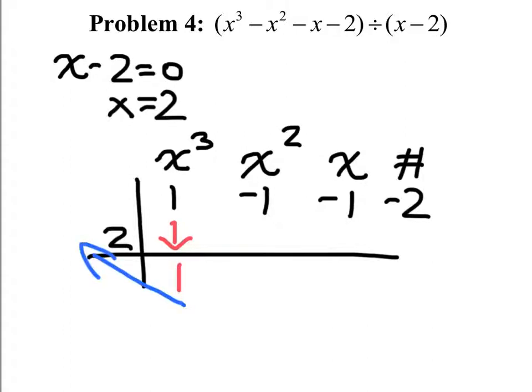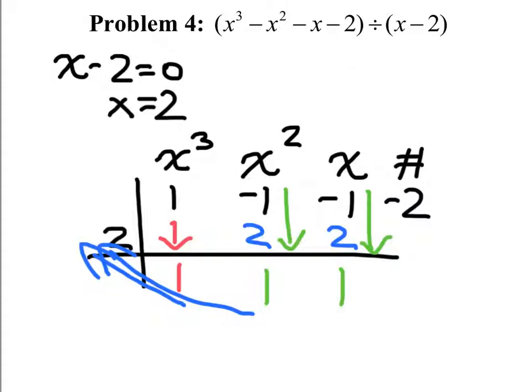1 times 2 is 2. Negative 1 plus 2 is 1. 1 times 2 is 2. Negative 1 plus 2 is 1. 1 times 2 is 2. And then negative 2 plus 2 is 0.